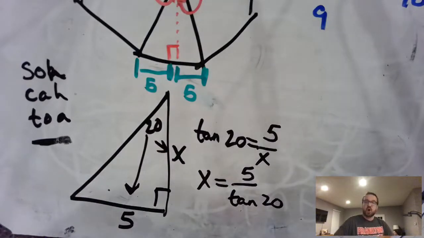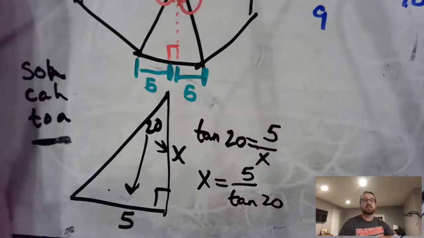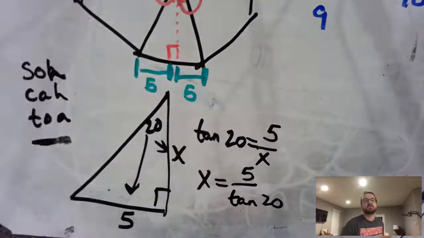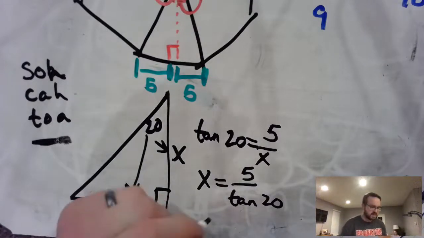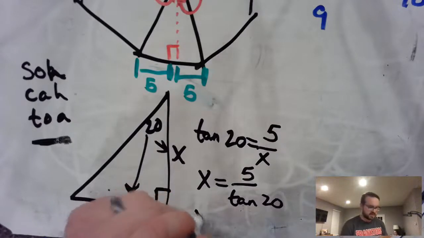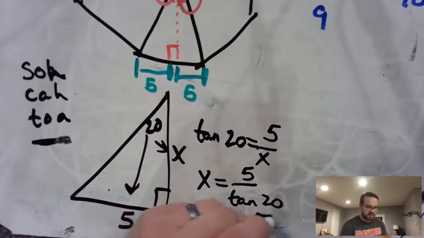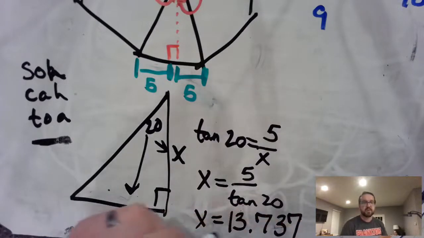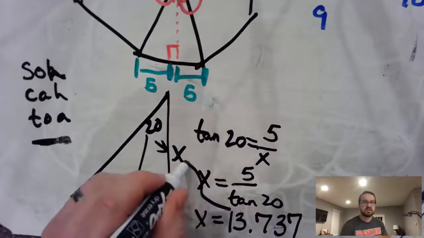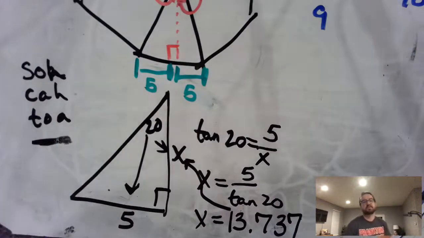Now, this is all going to give us just the height of one of these individual triangles here, right? So let me pull up my handy dandy calculator here, and we'll take a look at 5 divided by the tangent of 20. And I'm just going to round this to about 3 decimal places. Make sure that you guys can still see it. It's 13.737, right? So this 13.737 is just this right here.